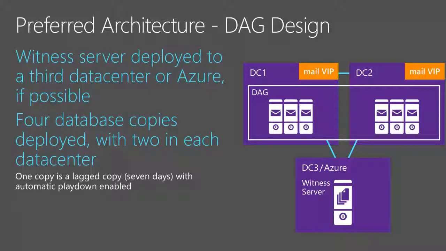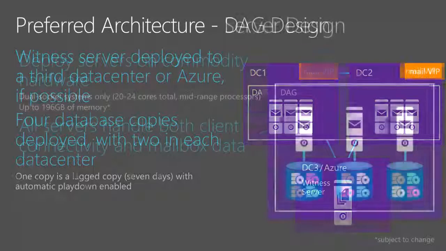We want 4 copies of each database, 2 in each data center. And one of those copies, as I said, will be a lag copy with a 7-day lag with our automatic lag play down feature enabled. And I'll talk about that in the HA session as well.